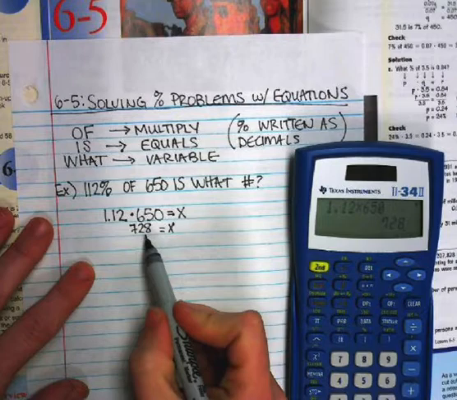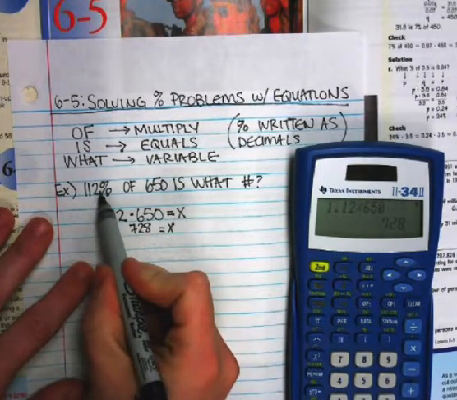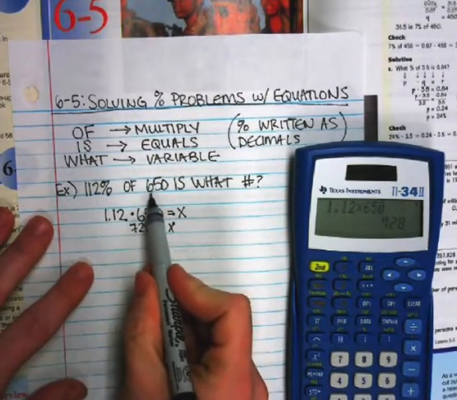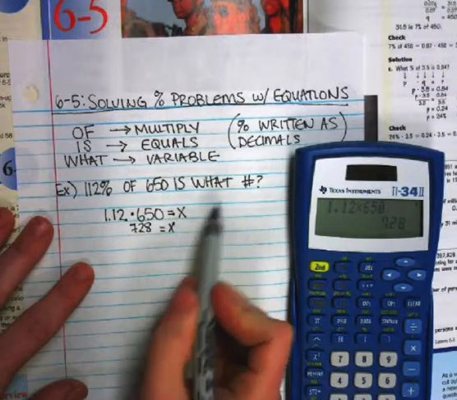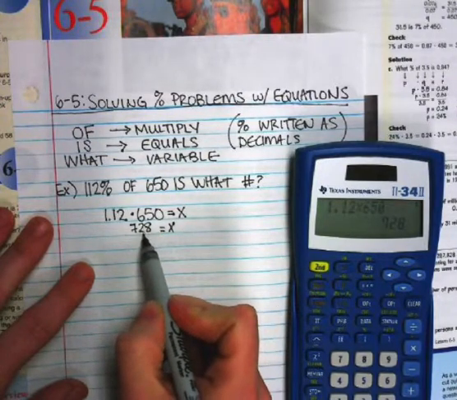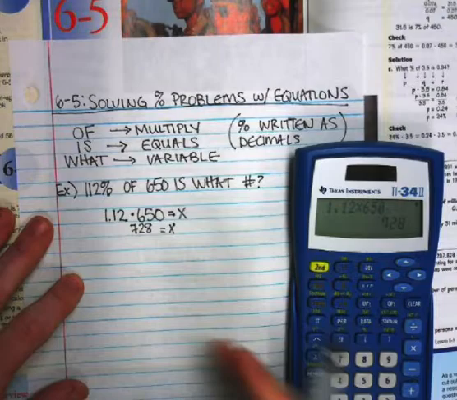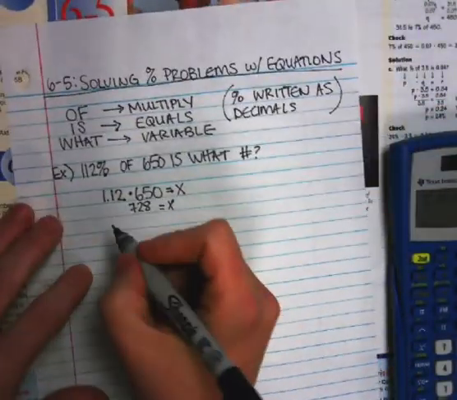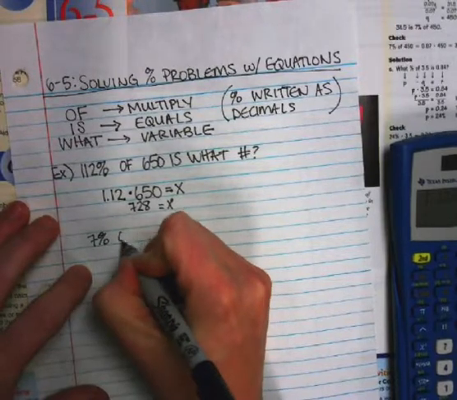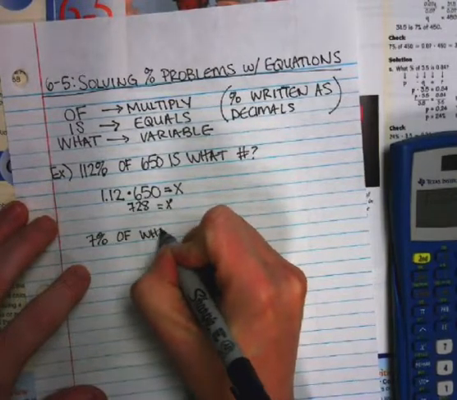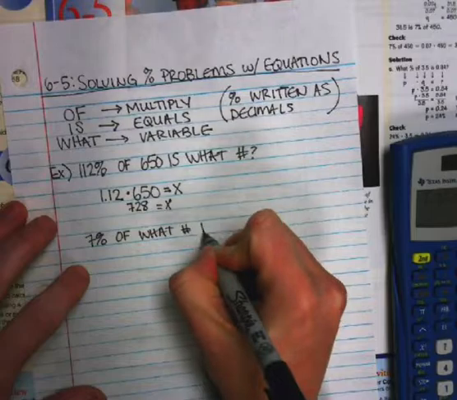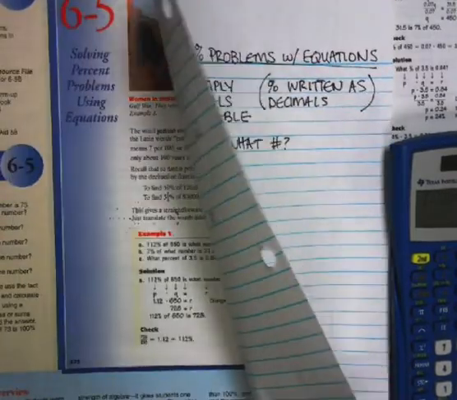We can just go ahead and then multiply that. So let's go back and see if that makes sense. 112%, meaning more than the whole number, is what number? So does 728 make sense? Yeah. Okay, part B, 7% of what number is 31.5?